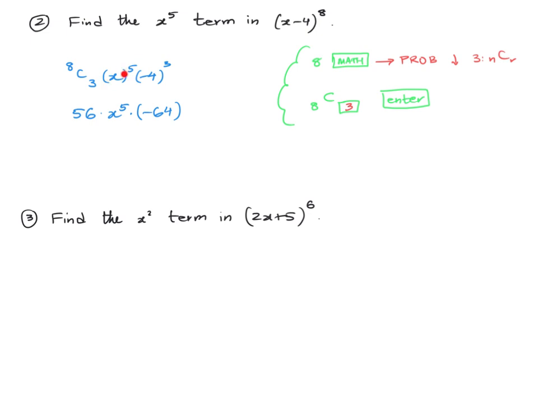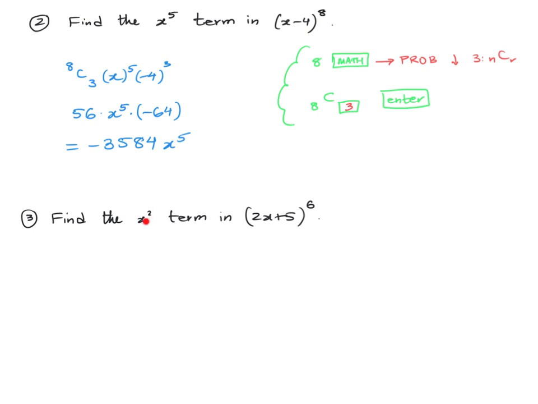I also have to do x to the fifth, and then I need to do a negative 4 cubed, which gives me negative 64, and then I can simplify by multiplying 56 by negative 64. And that gives me negative 3584. And so the x to the fifth term in this expansion is negative 3584 x to the fifth. So let's do the next example.